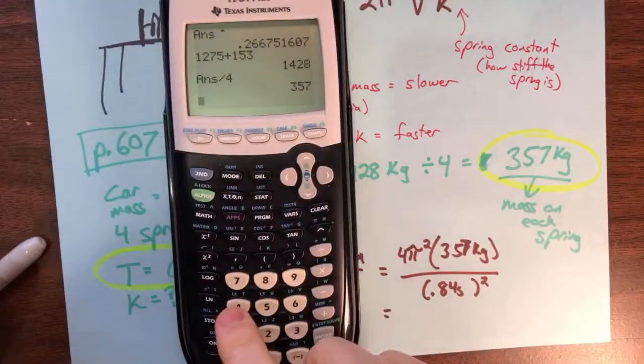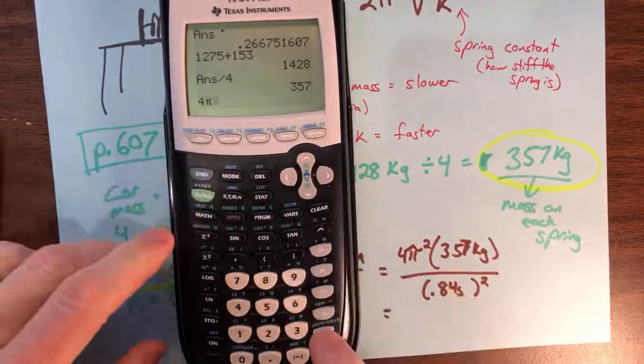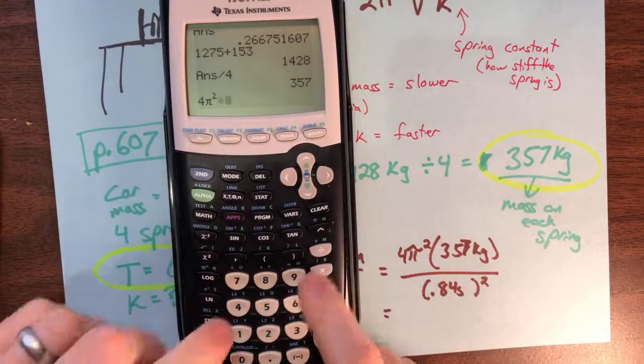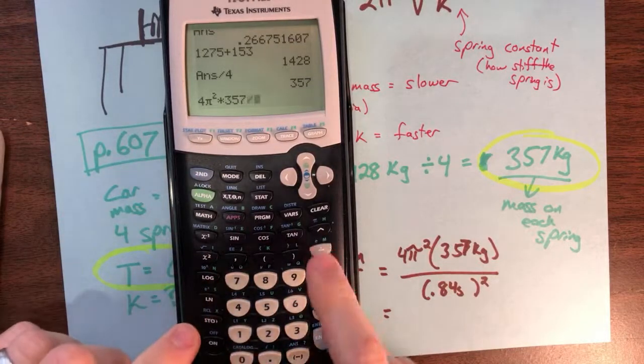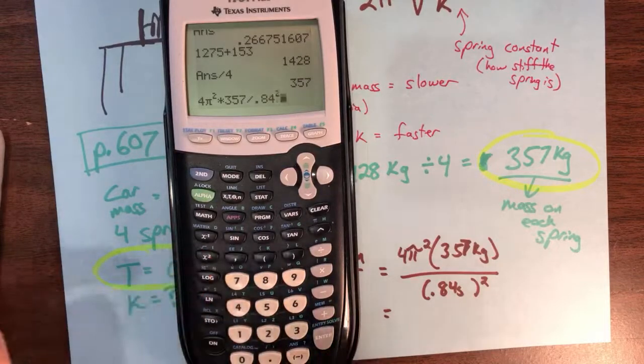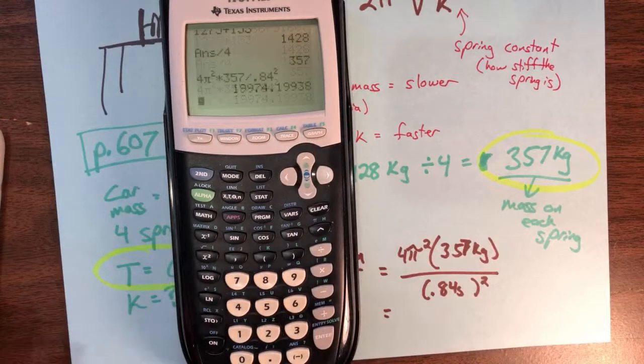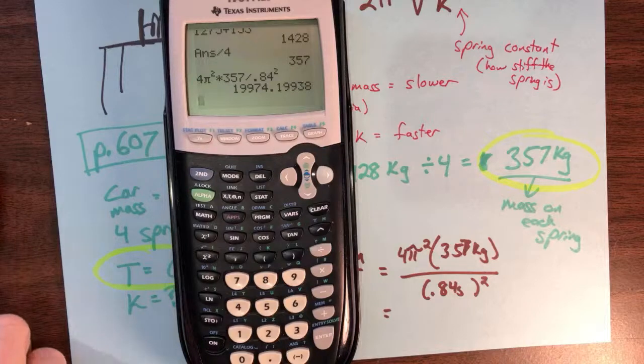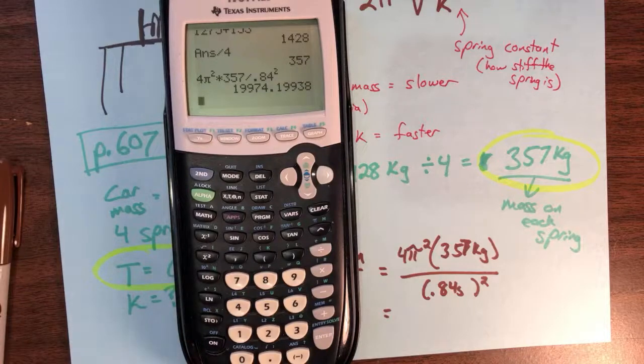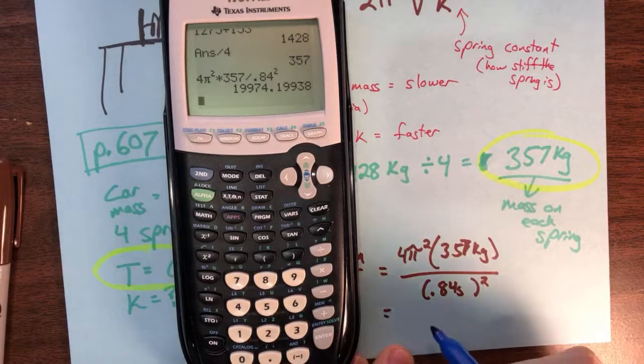So 4 pi squared times 357 divided by 0.84 squared. We don't need parentheses on the bottom because the order of operations is going to do the square first anyway. And that's going to get me my final answer, which is pretty big. And you stop and pause and say, okay, should it really be this big? Does that make sense? And you think to yourself, well, this is a car. So yeah, of course it's going to be a big number because you're going to have really, really stiff springs. You can't use some kind of really soft or weak spring in a car. So it makes a lot of sense, right?